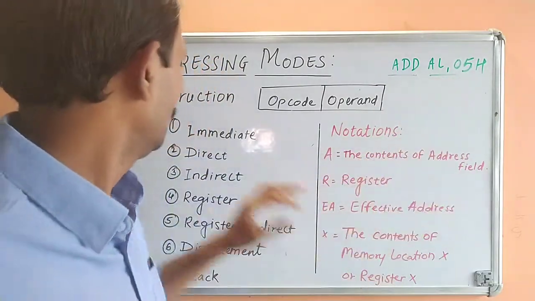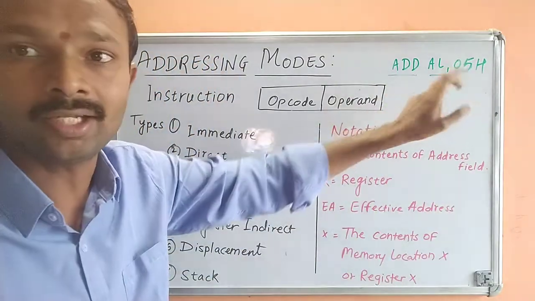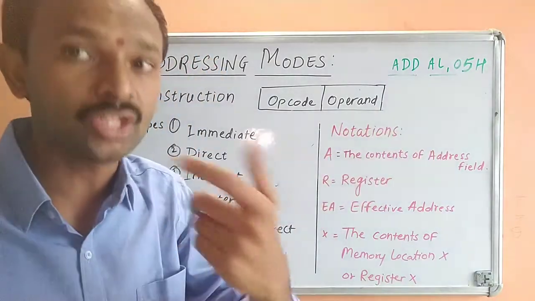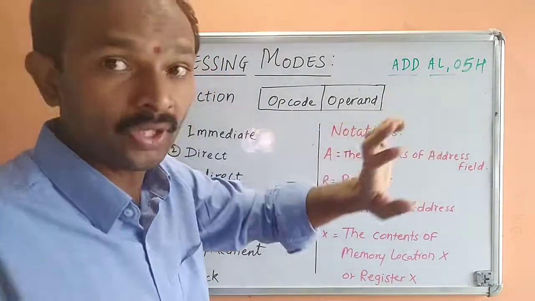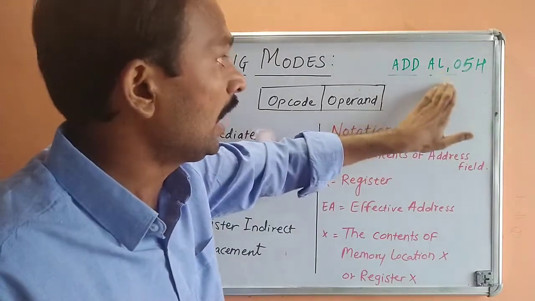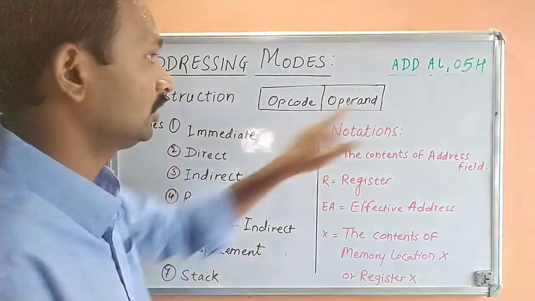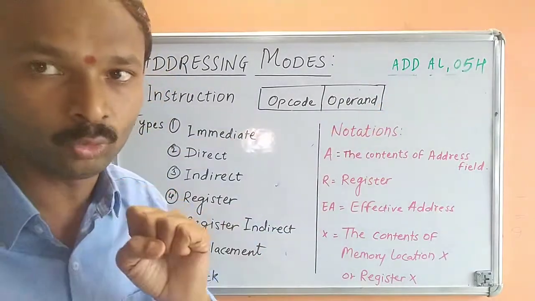Now we will say that this is an example of immediate addressing mode, because here the appearance of the operand is changing. The operands are a register and a value. So this is the immediate value, and this can be considered as the immediate addressing mode.